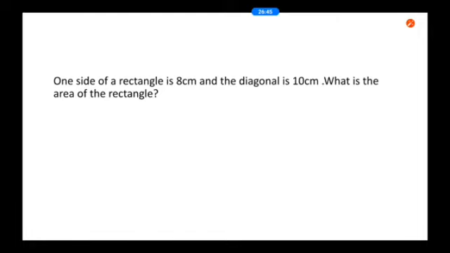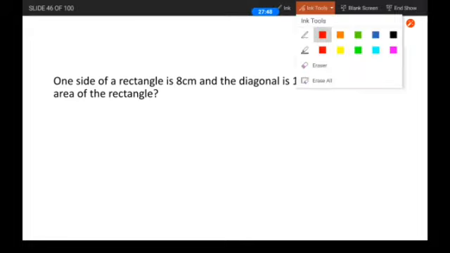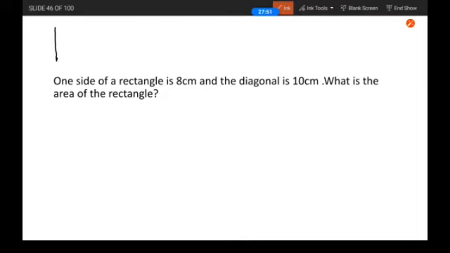Now look at this question also. One side of a rectangle is 8 centimeter and the diagonal is 10 centimeter. What is the area of the rectangle? So you have to interpret the question well. Anytime you see a question of this nature, you interpret the question well. Now, you are given a rectangle, right? The question says that the rectangle has a diagonal of 10 centimeter.